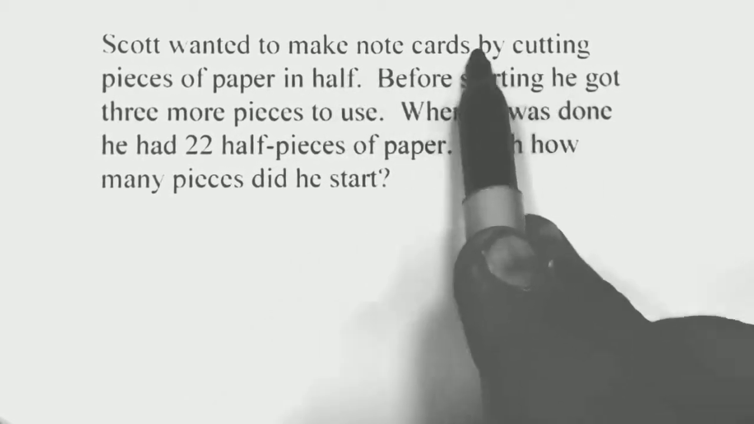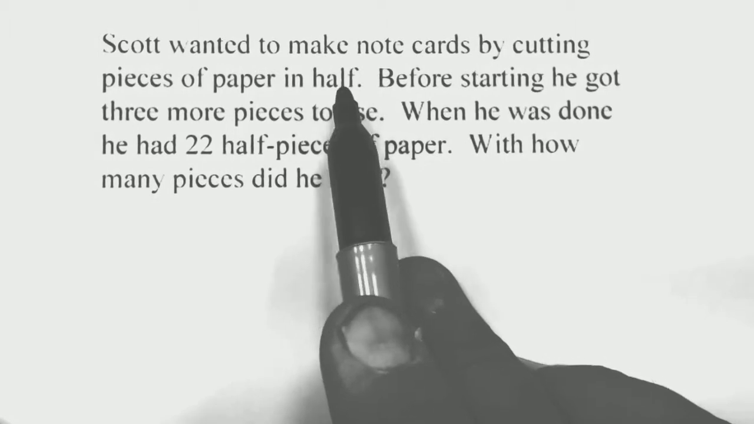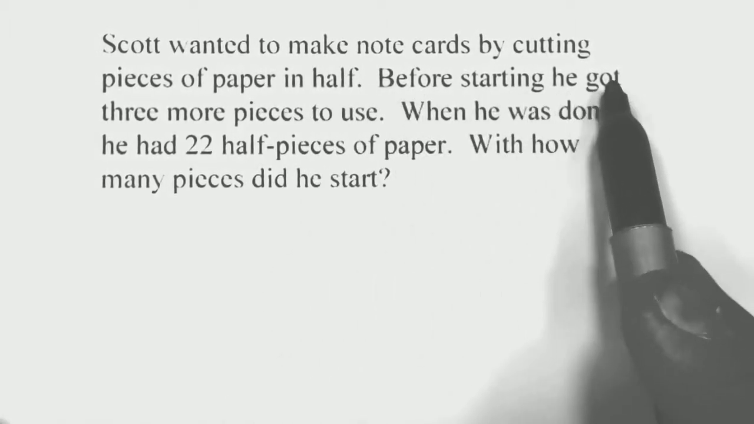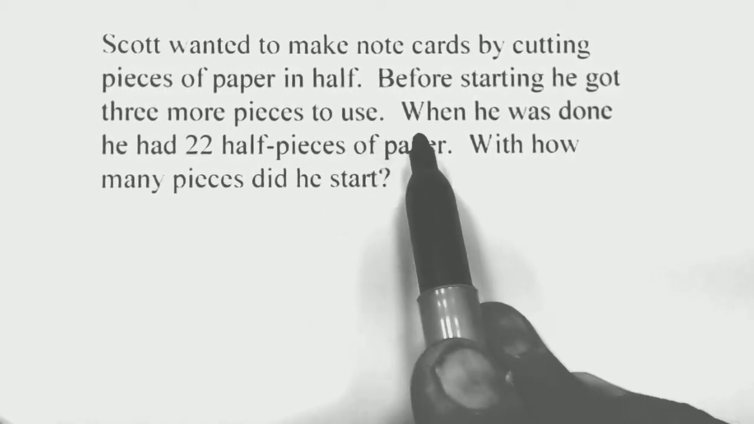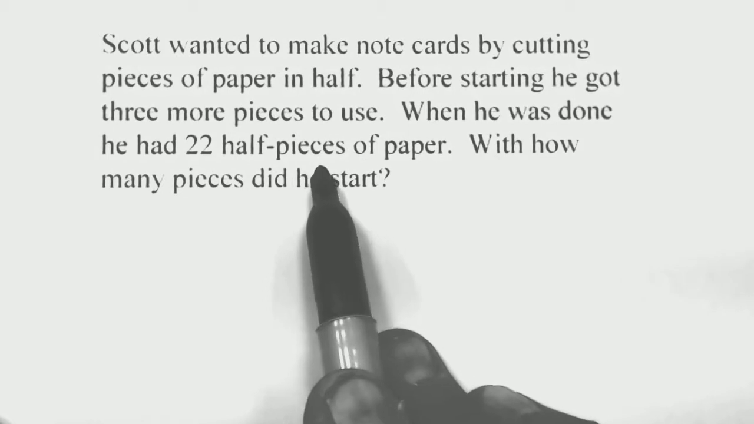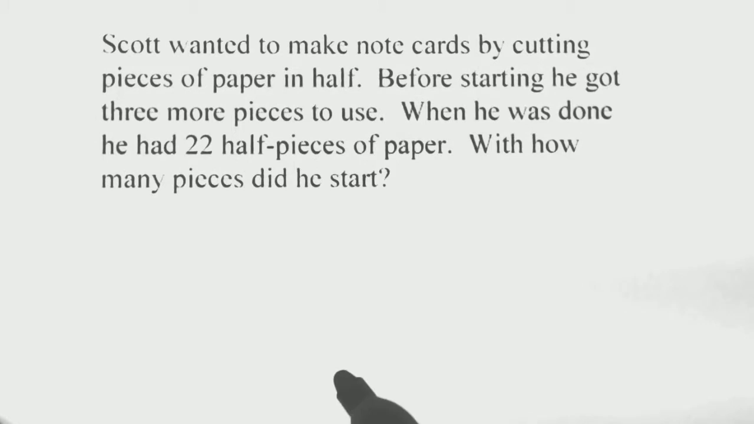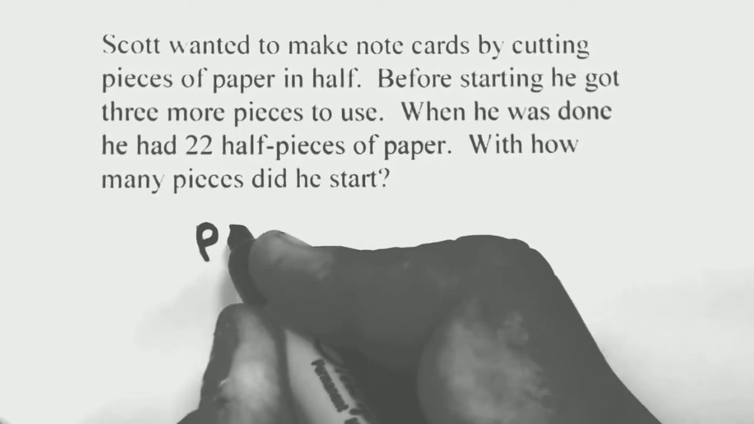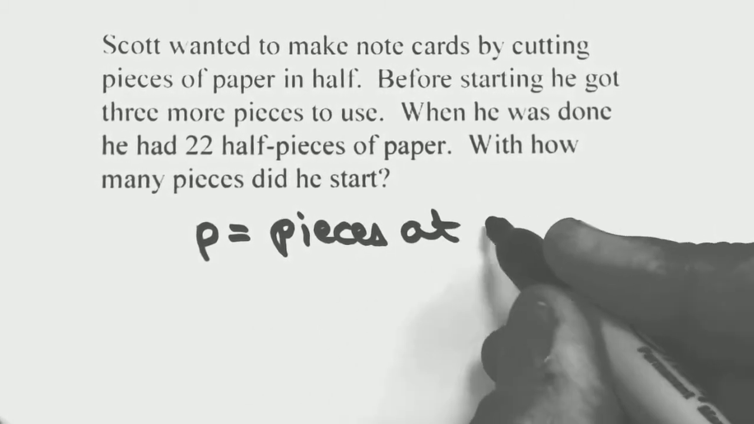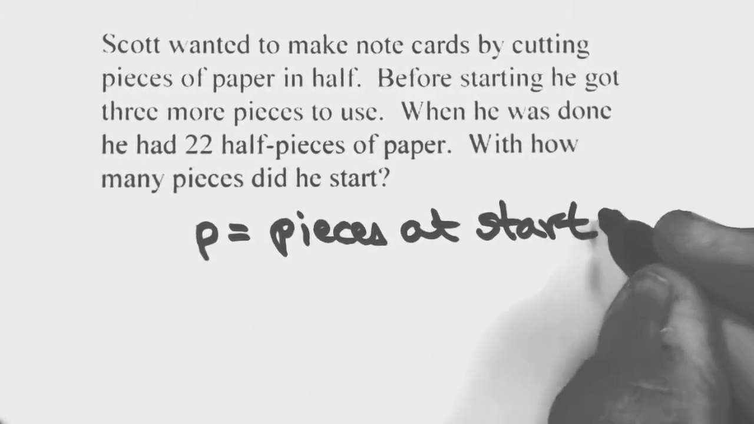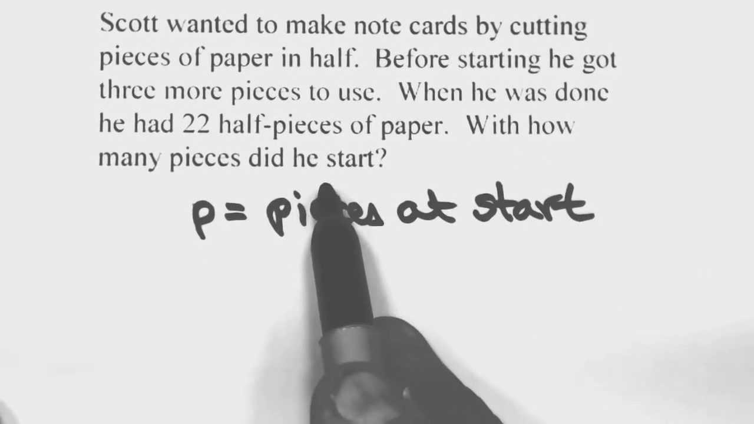Scott wanted to make note cards by cutting pieces of paper in half. Okay, so he's going to make note cards by cutting pieces of paper in half. Before starting, he got 3 more pieces to use. When he was done, he had 22 half pieces of paper. With how many pieces did he start? Well, let's say P here equals the number of pieces at the start, the number of pieces of paper that he had. That's of course what they want us to figure out here.